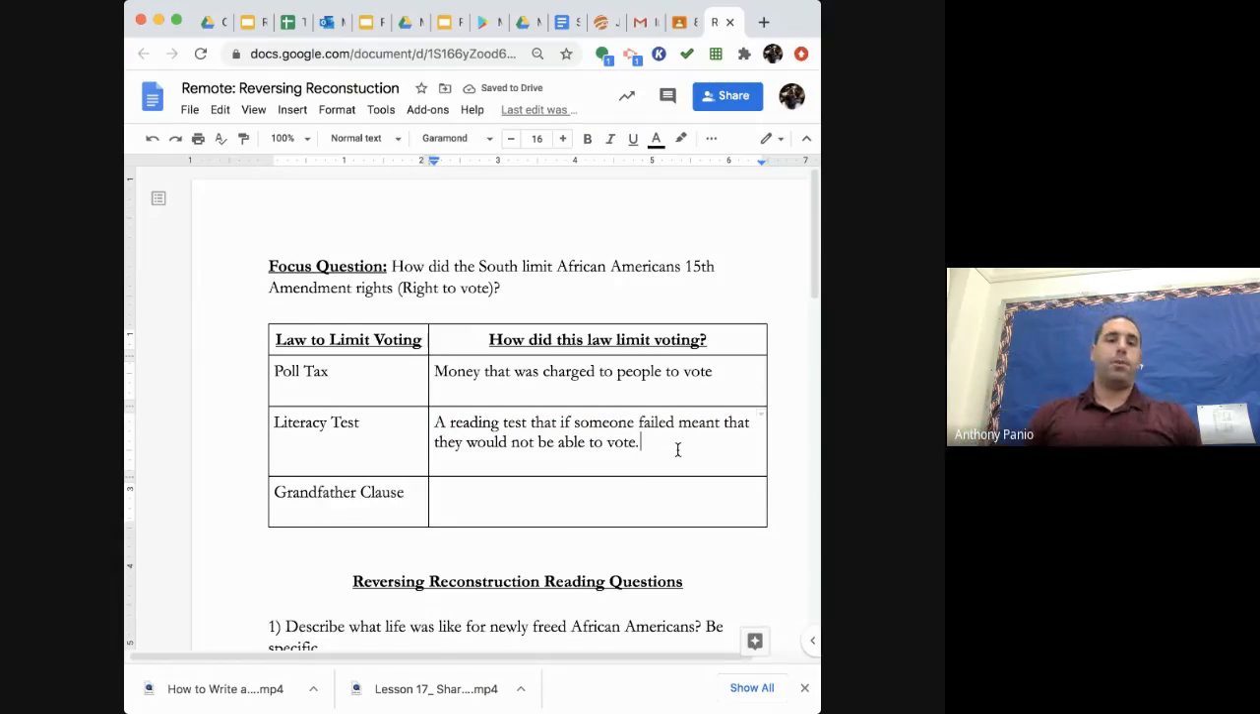All right, so here's the reality of the situation. The goal of these was to specifically limit African Americans from voting. But when the actual poll tax and the literacy tests were put into place, not only did many black people fail the literacy test, not only did many black people not be able to pay the poll tax, guess what? A lot of white people couldn't either.